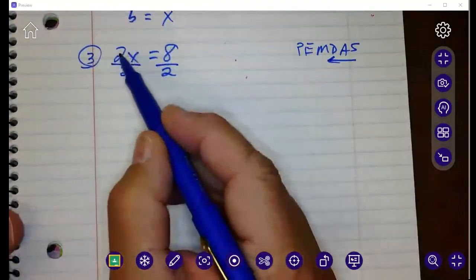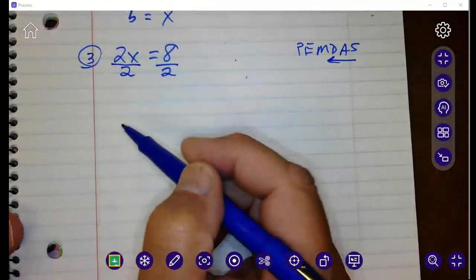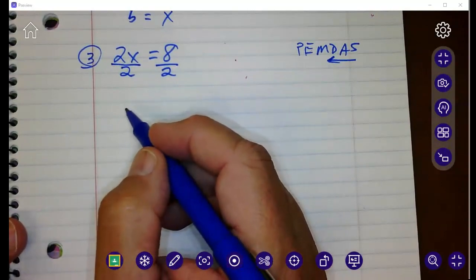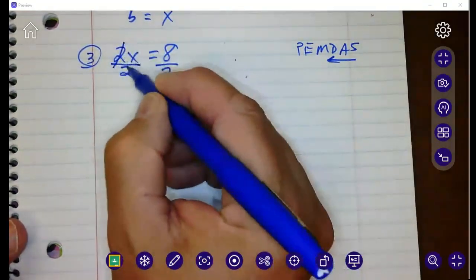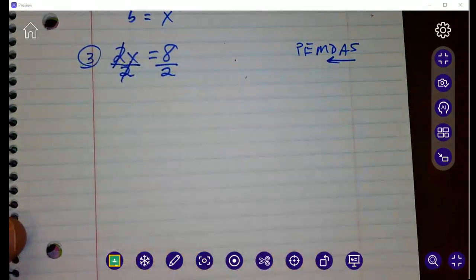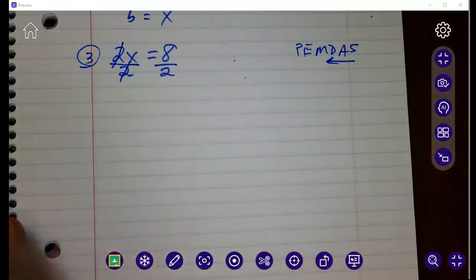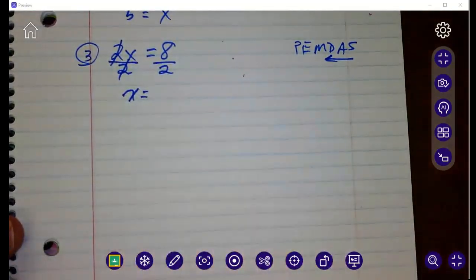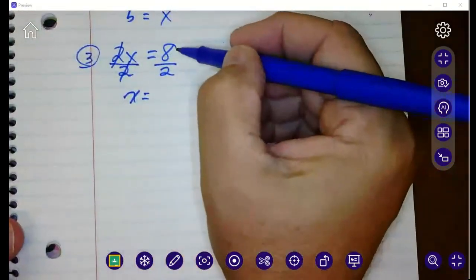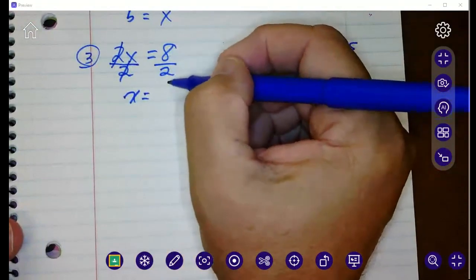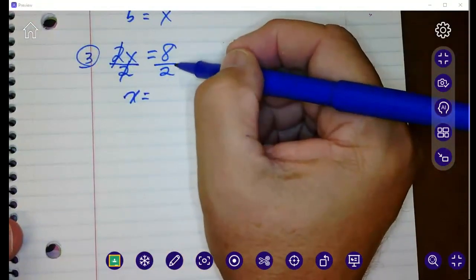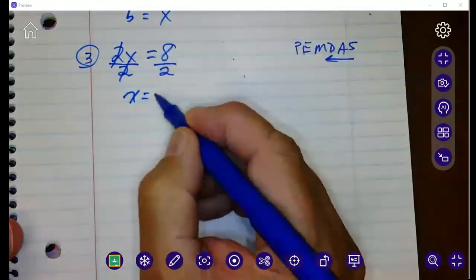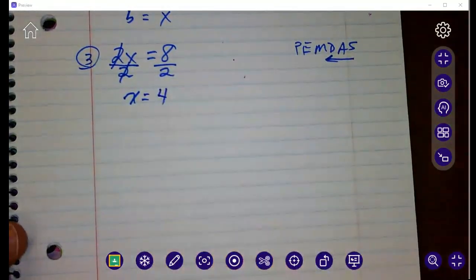Now I have a fraction that's 2x over 2. We can divide out the common factor. The common factor is 2. That's the whole reason for doing this. And what's left is x. On this side, we have the fraction 8 over 2. This means 8 divided by 2. If we take 8 and divide it by 2, we get 4.